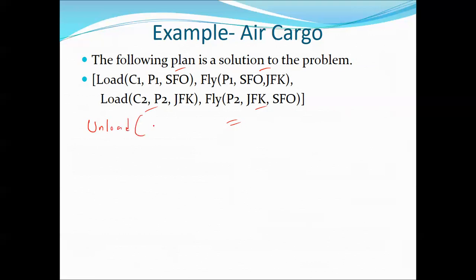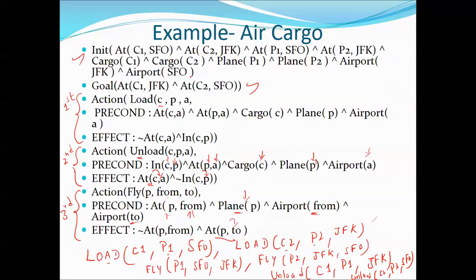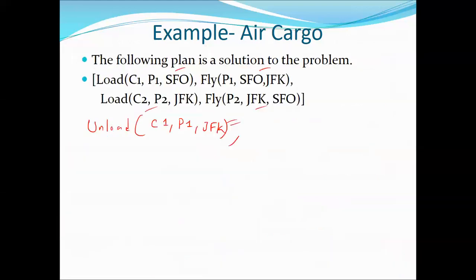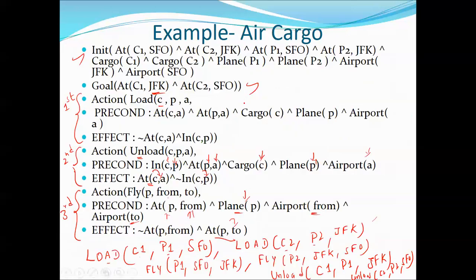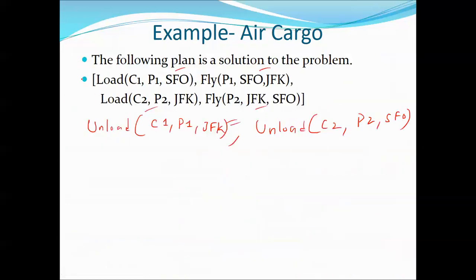Unload(C1, P1, JFK). Now P1 has come to JFK. This is our goal. C1 should be in JFK, right? So now C1 has come to JFK. Similarly, unload(C2, P2, SFO). Now C2 has reached SFO, right? So this is the solution. These operations will lead to the solution. So this is the plan.